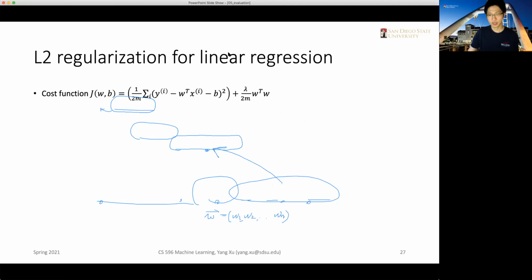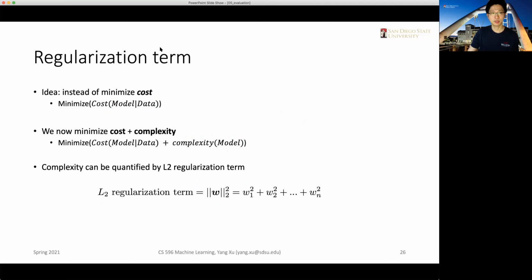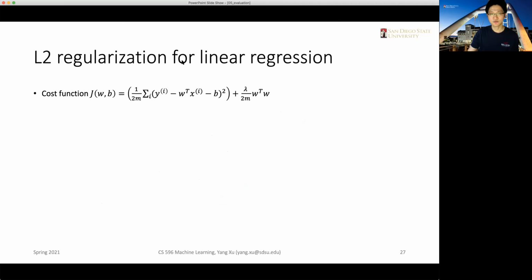Okay, so having those L2 norms, L2 regularization terms defined, we can put it into the cost function. In the case of linear regression, the original cost function looks like this. It's the mean square error. Now we plug in something new, okay?